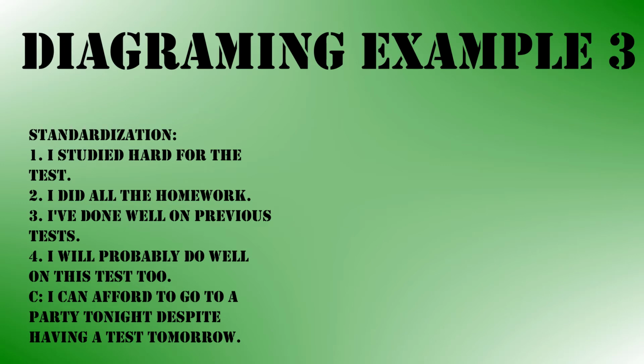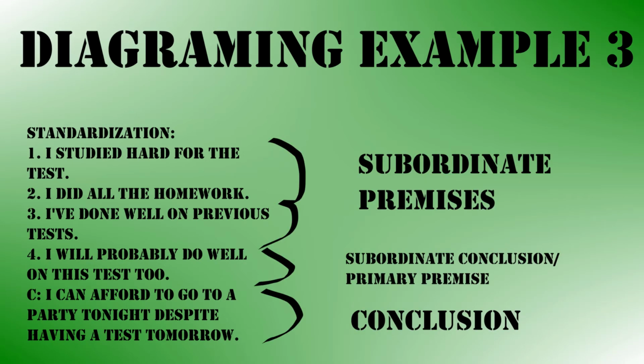So the first 3 say the same. We now say that another premise is that 4th sentence, I will probably do well on the exam. And now our conclusion is this new thing that we've added in. As a result, I can probably afford to go to a party tonight.